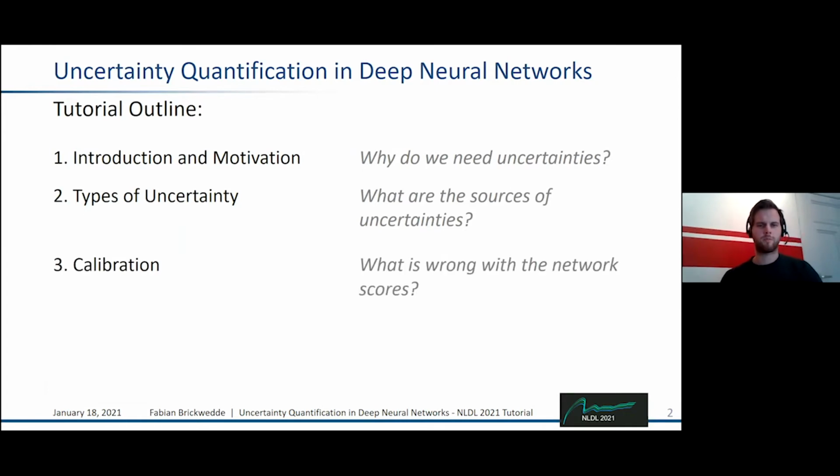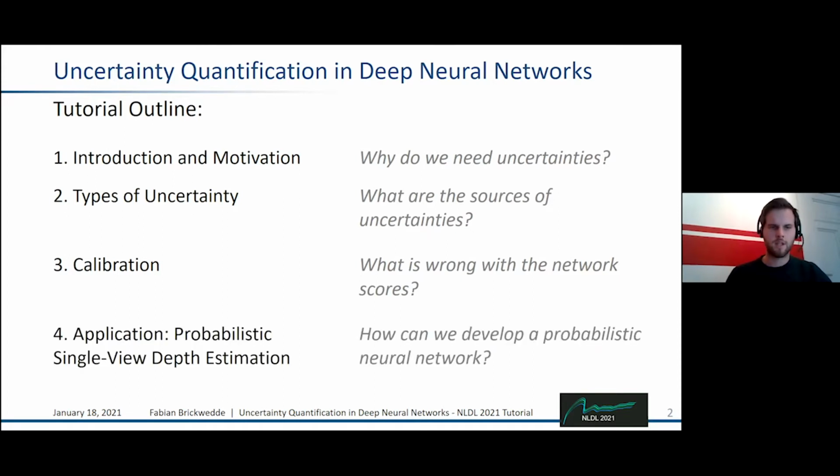The third part is about calibration. In a classification problem, you often use a softmax layer and therefore you get a score between 0 and 1. So one may ask, what is wrong with these network scores? Why do we need all this uncertainty quantification stuff? This question will be addressed in the third part, especially by having a look at the calibration of neural networks, which will answer the question why we cannot just use the network scores.